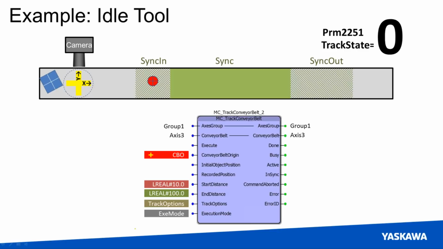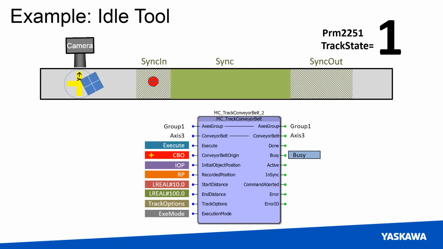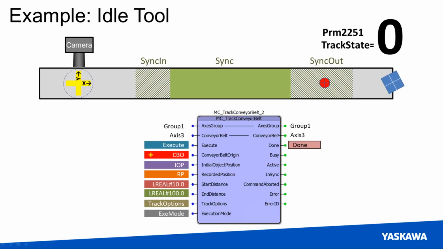Let's look at that one more time. This time we can look at the outputs of the MC track conveyor belt function block. So they're going to turn on and off as this part moves. So right now all of them are off. As soon as we execute it, the busy will turn on. And now we're active because we're beginning to sync in. And once we get to the sync in zone, the in sync output comes on as well. And it turns back off once we hit that sync out zone. Once we get out of the sync out zone, we go to done.